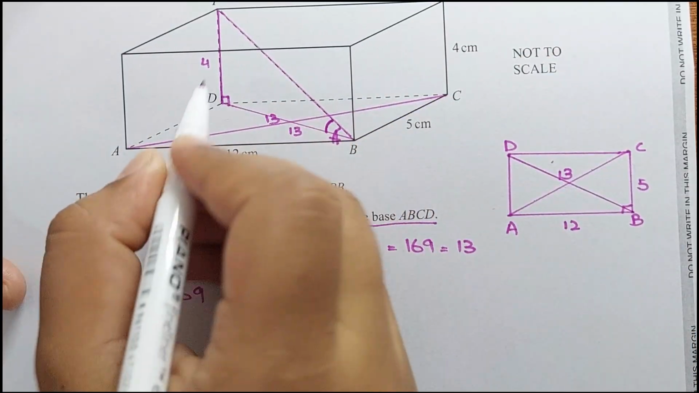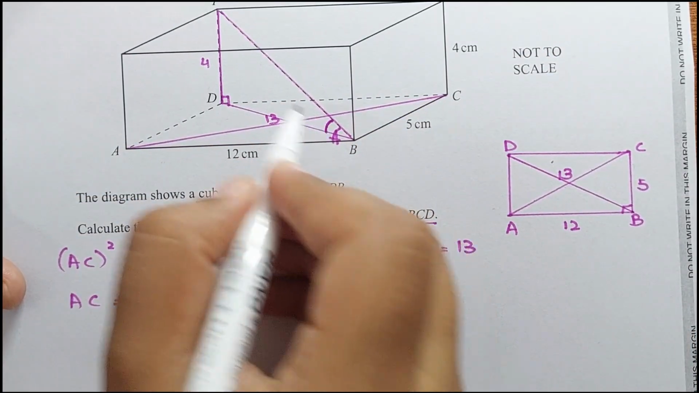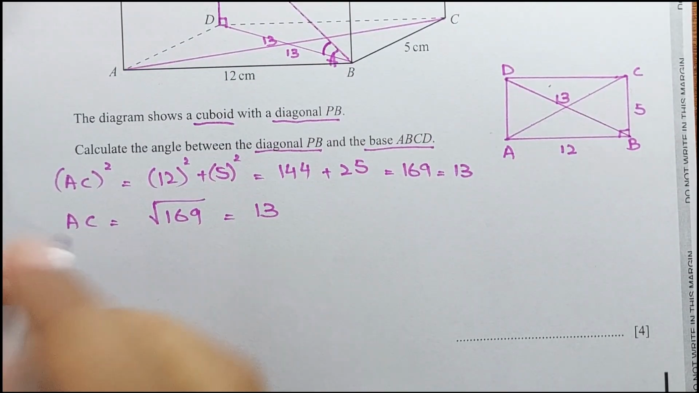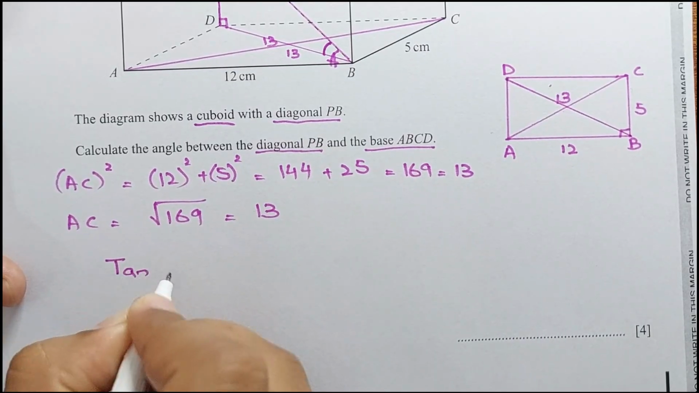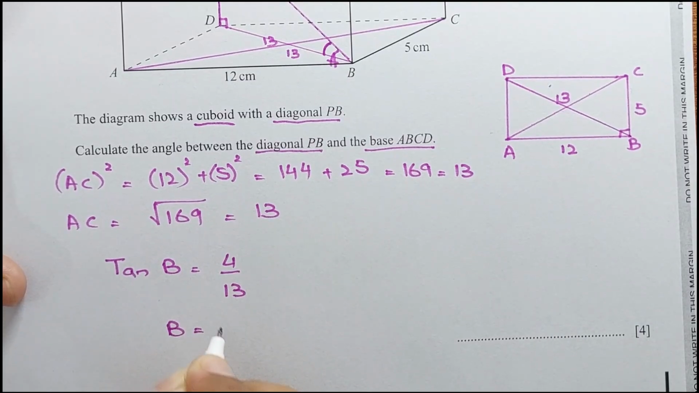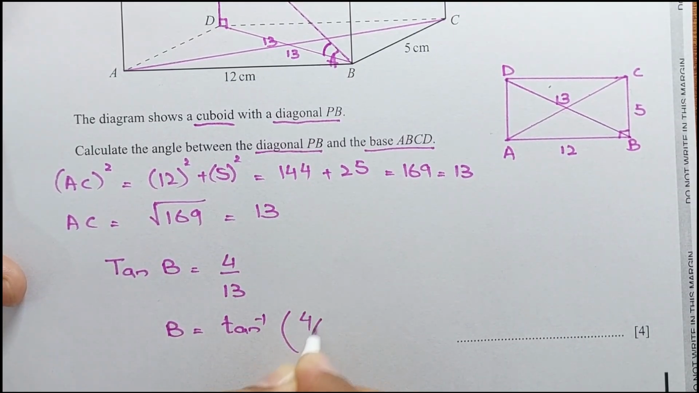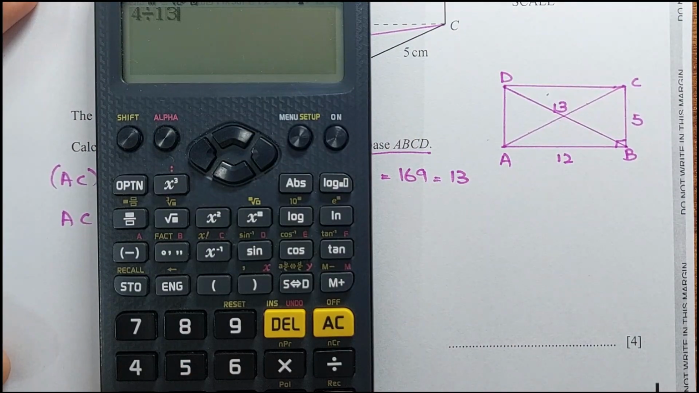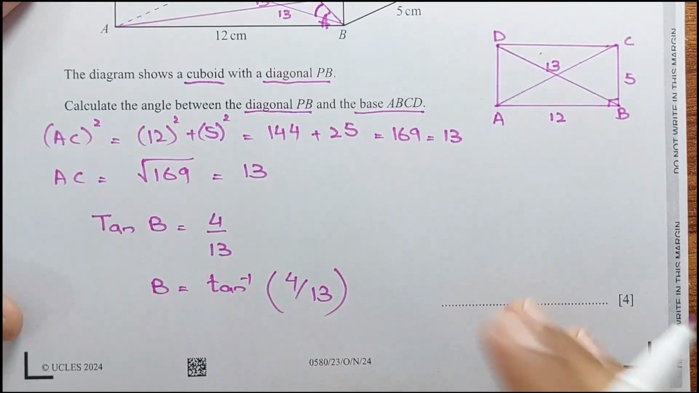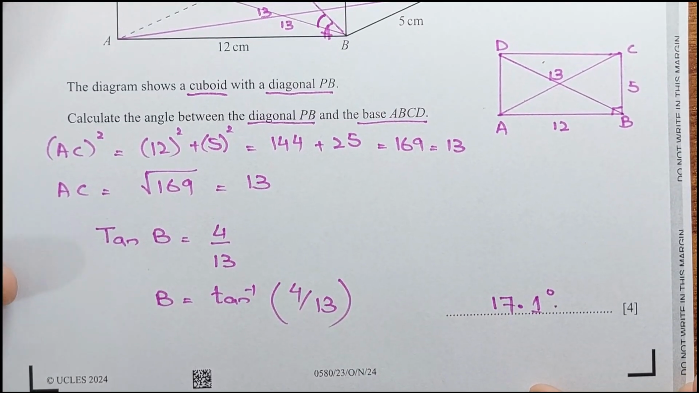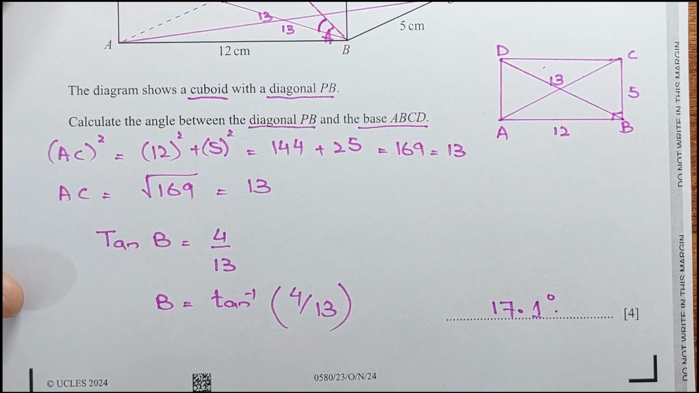So it is a right angle triangle. For the angle we have to measure, we have the opposite and the adjacent, so we use the tangent ratio. Tangent of angle B is the opposite, 4, over the adjacent, 13. So B would be tangent inverse of 4 over 13. Calculating 4 over 13 and then tangent inverse of the answer gives 17.1 degrees. That is the angle between the diagonal PB and the base.